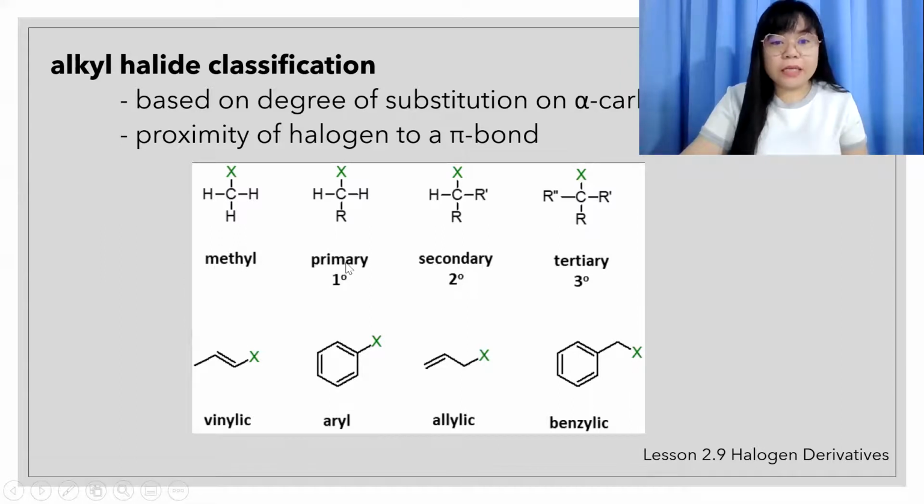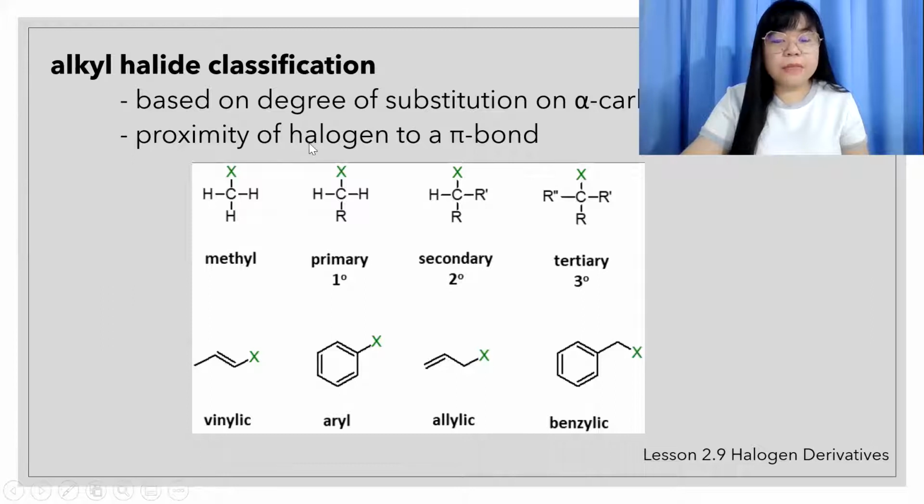A primary alkyl halide is where the halogen is attached to an alpha carbon, which is bound only to one other carbon. A secondary alkyl halide is where the halogen atom is bound to an alpha carbon bound to two other carbons. And for a tertiary alkyl halide, again, the halogen is bound to an alpha carbon bound to three other carbons.